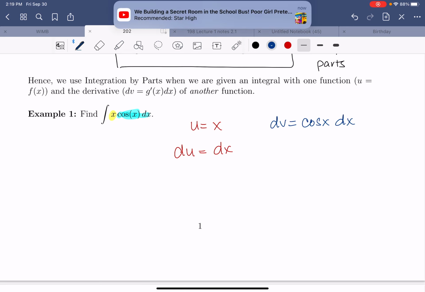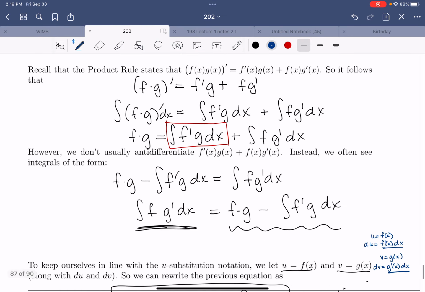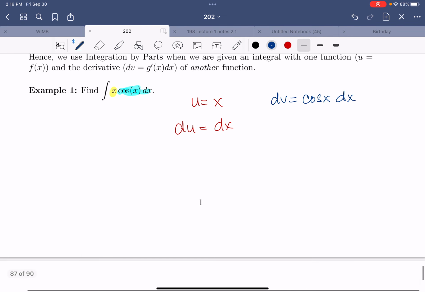Now in blue here, we have dv equals cosine x dx. Sorry about that. And I want v. And v is the antiderivative of dv, so the antiderivative of cosine is sine x. Notice that when I take the antiderivative, I lose the dx notation.